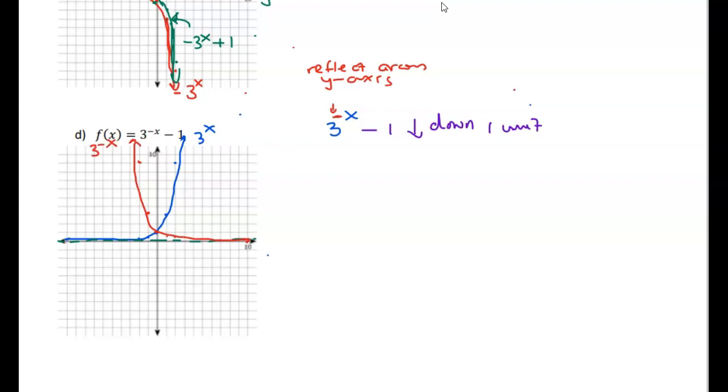Right. Notice that when you reflect across the y-axis, growth becomes decay. And that should make sense because 3 to the -x means 1/3 to the x. So when you have a negative exponent, it's basically like taking a base that's bigger than 1 and changing it to the reciprocal, the base that's less than 1. So it's going to turn into a decay.